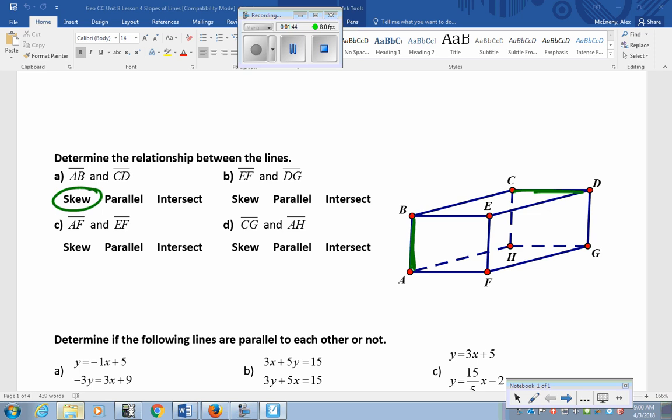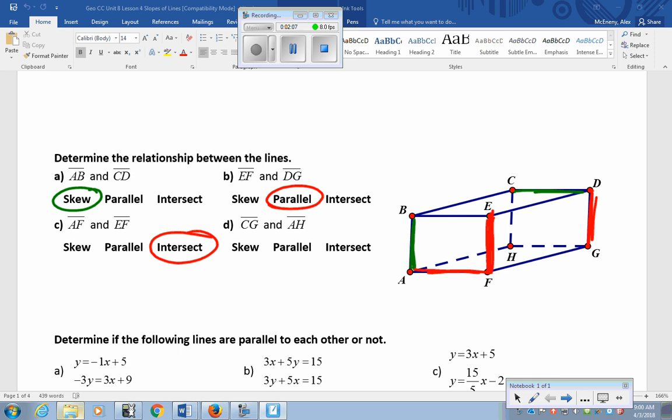If we look at another one, EF and DG, you can see that EF is going vertical and DG is going vertical, so that one would be parallel. And if we look at AF and EF, AF does make contact with EF. So in that case, if this was a cube or rectangular prism, it looks like it would be parallel, but we'll circle intersect for that one.